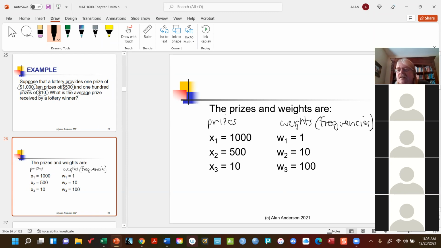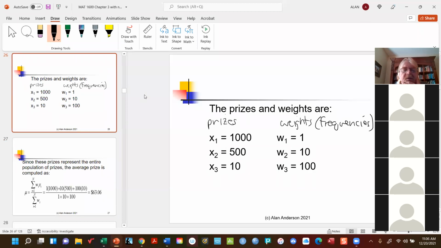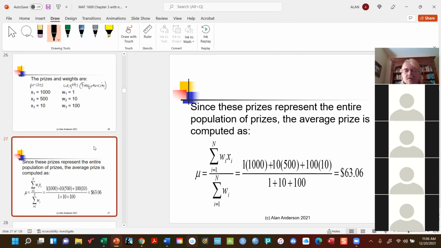Well, now all we have to do is plug these numbers into our formula. Now, because these are all the prizes, we can think of these prizes as a population. It's not a sample because it represents all of the prizes. So let's use the population formula. And if you notice, what do we have? The weight of the big prize times its value plus the weight of the $500 prize times its value plus the weight of the tiny prize times its value. And then in the denominator, we have the 3 weights.